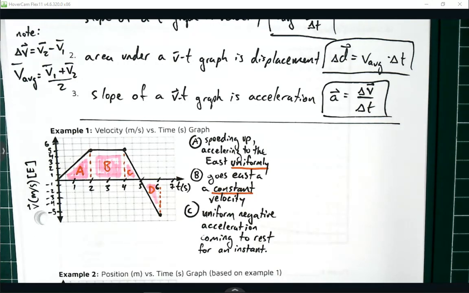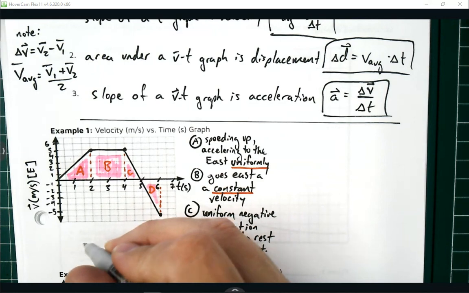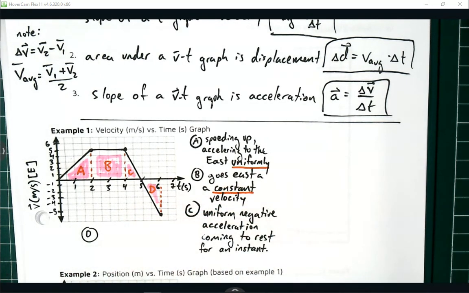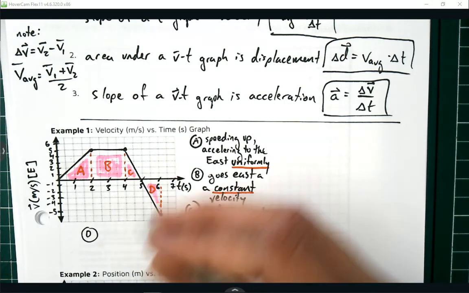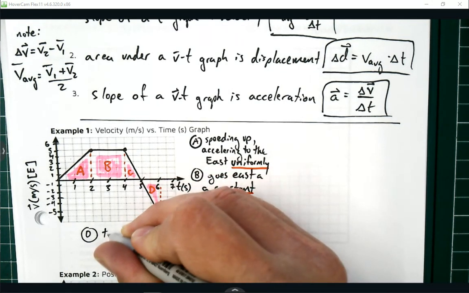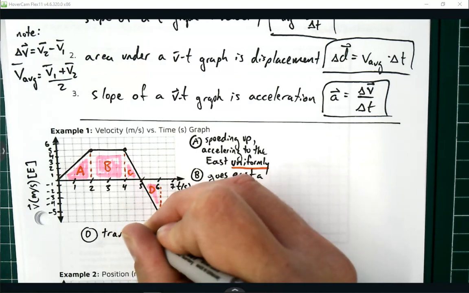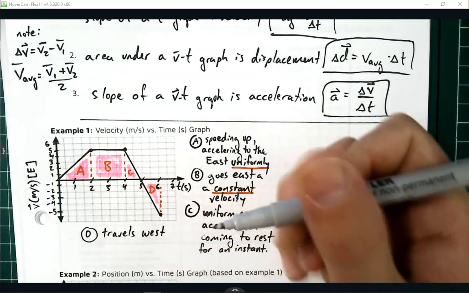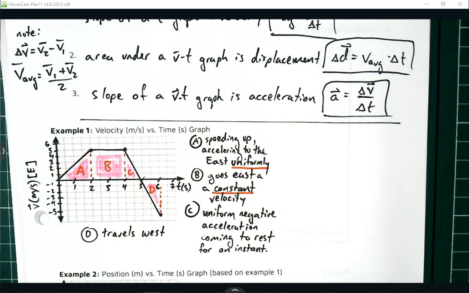And then portion D, I think I'm running out of space, so I think I'm going to loop the loop and come over here. Portion D, what happens to this thing? Yeah, it does. It starts to reverse, traveling west. So we've got a direction associated with it. What about its motion? Is it speeding up, slowing down? What's going on?